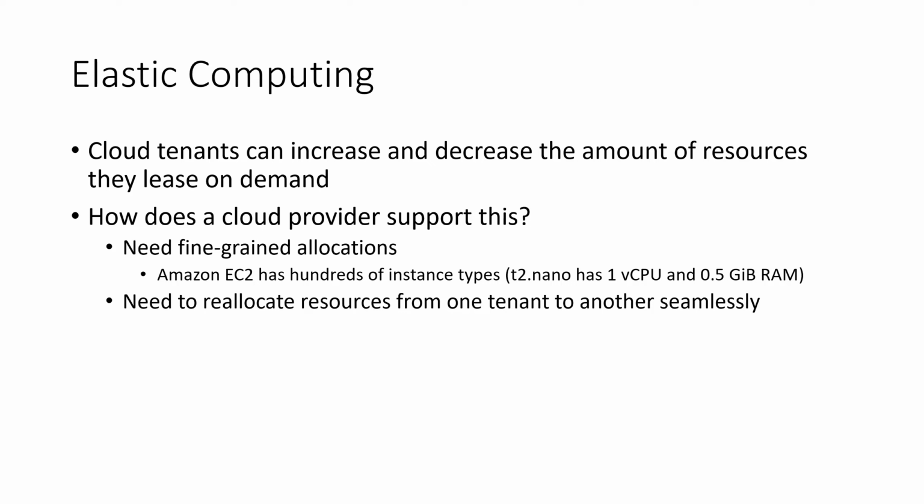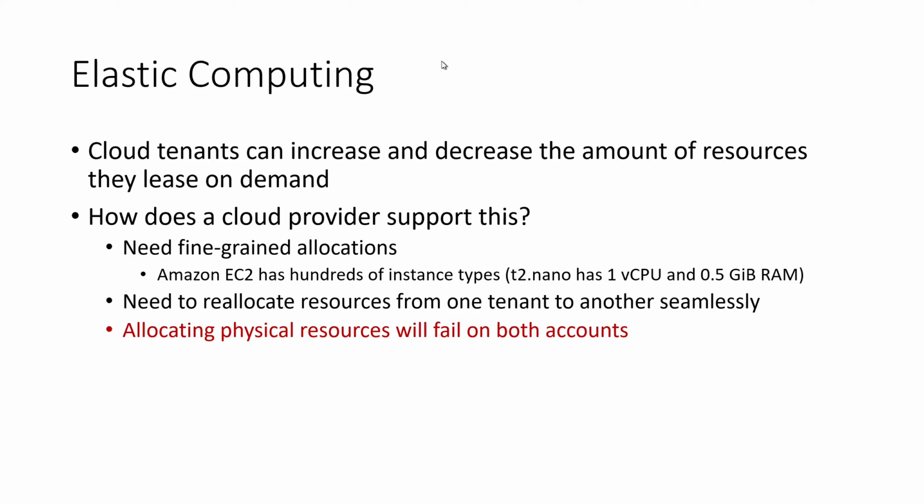So fine-grained allocation is one thing, and the other thing we need is to relocate resources from one tenant to another seamlessly. If I have 10 virtual machines right now, and in the next hour I release 5 of them, the capacity that I freed up must be reallocatable to other customers. So if you come along and request 5 virtual machines, you might be located on the same server that I was using before. The cloud provider can move customers around as they come and go.